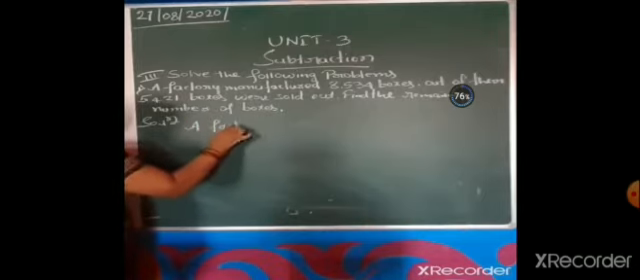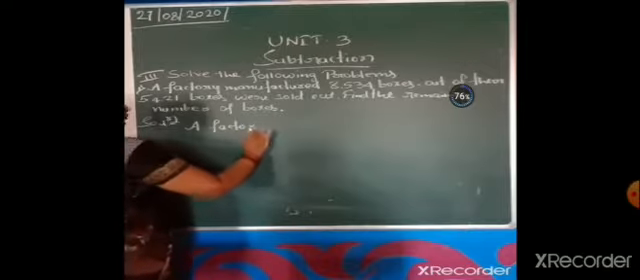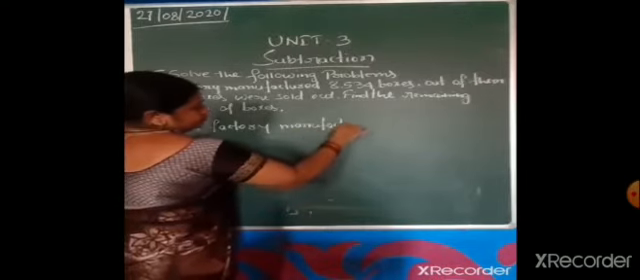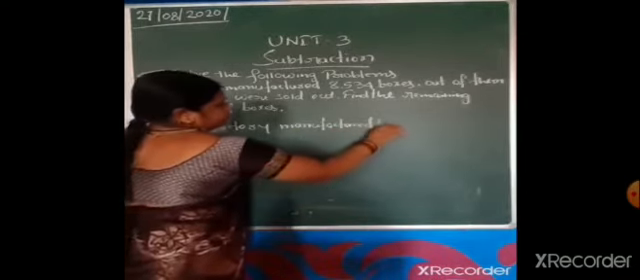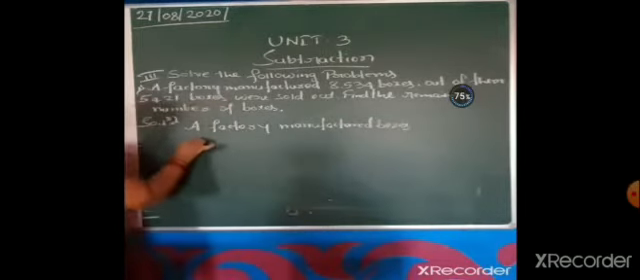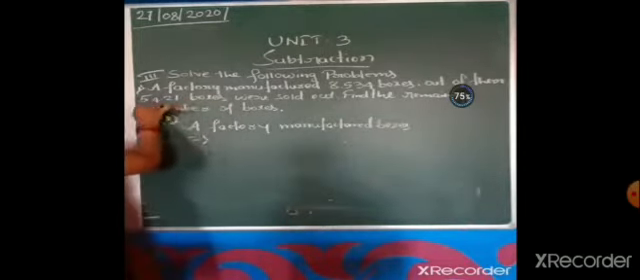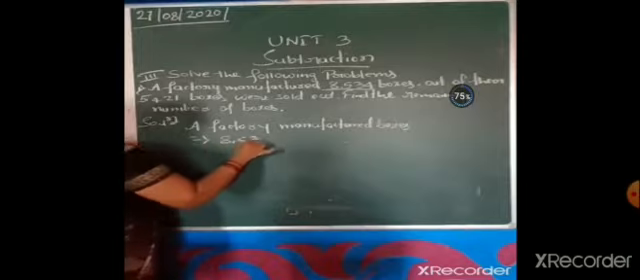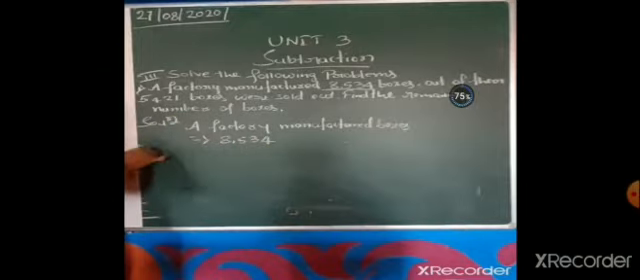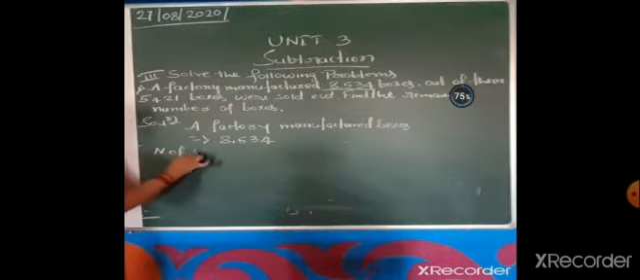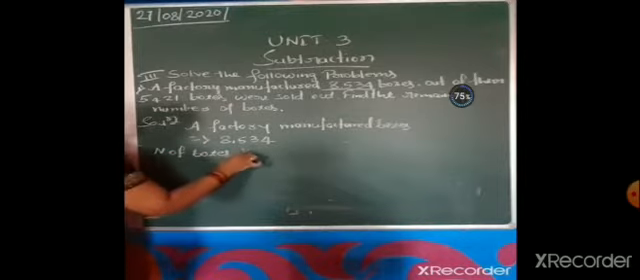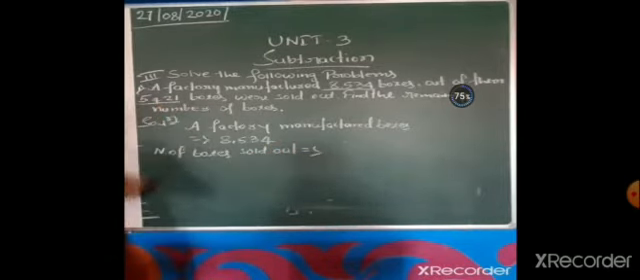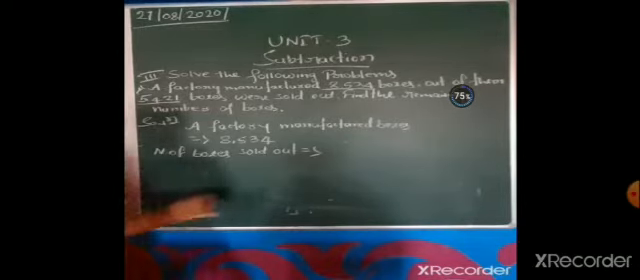A factory manufactured the number of boxes. How many boxes did they manufacture? 8534. And the number of boxes they sold out: how many boxes did they sell? 5421 boxes.